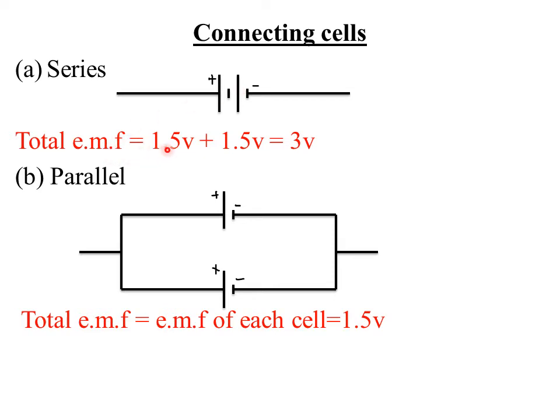When cells are connected in series, we have said that they offer very high resistance to the flow of current. That explains why we prefer connecting cells in parallel and not in series, because when cells are connected in series, they offer very high electrical resistance to the flow of charges.